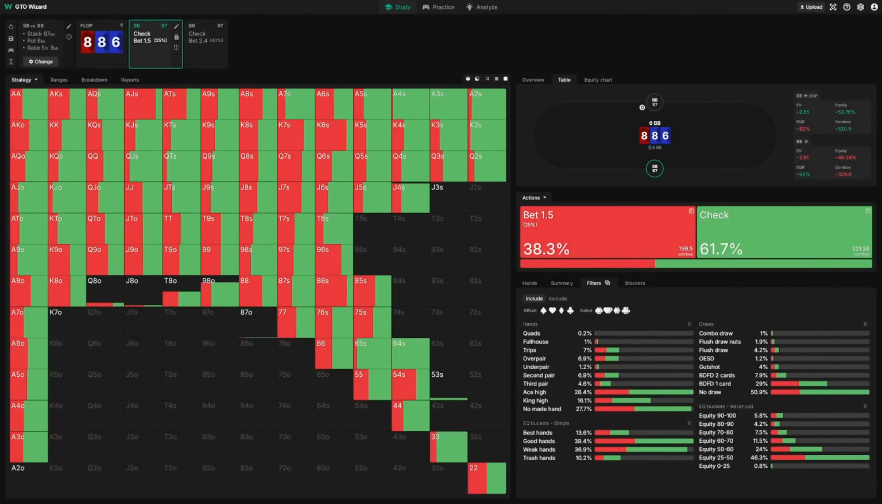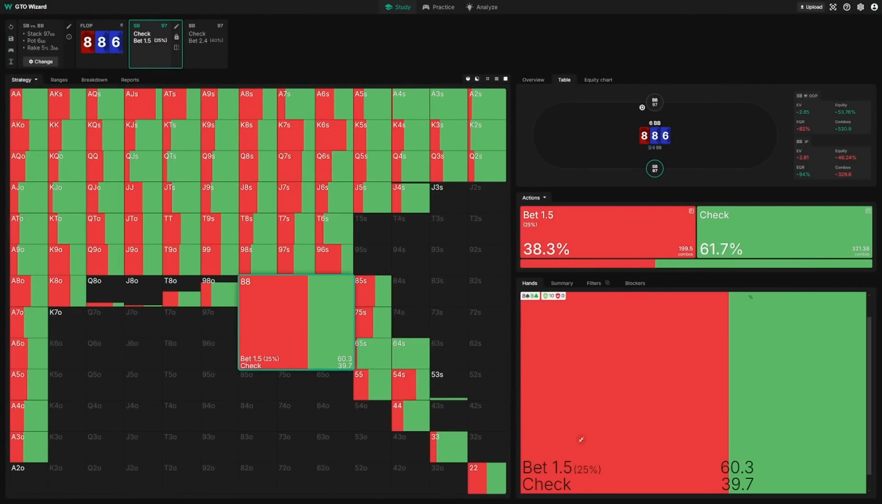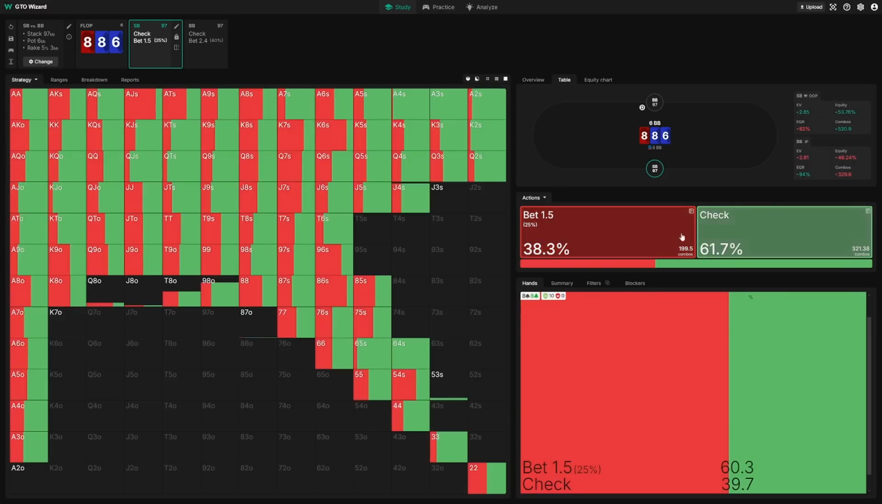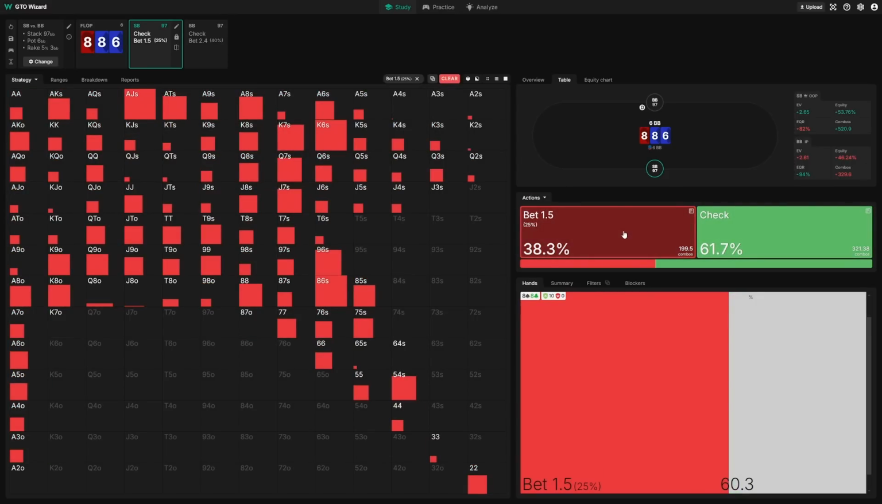Let's quickly return to this example, and I want you to take a note of the nuts. 8-8. This is a hand that's supposed to check 40% of the time, bet 60% of the time. But this is built under the assumption that big blind believes when we check, we're representing all of these hands. And when we bet, we're representing all of these hands. So our 8-8 is disguised among all of the hands we could have.